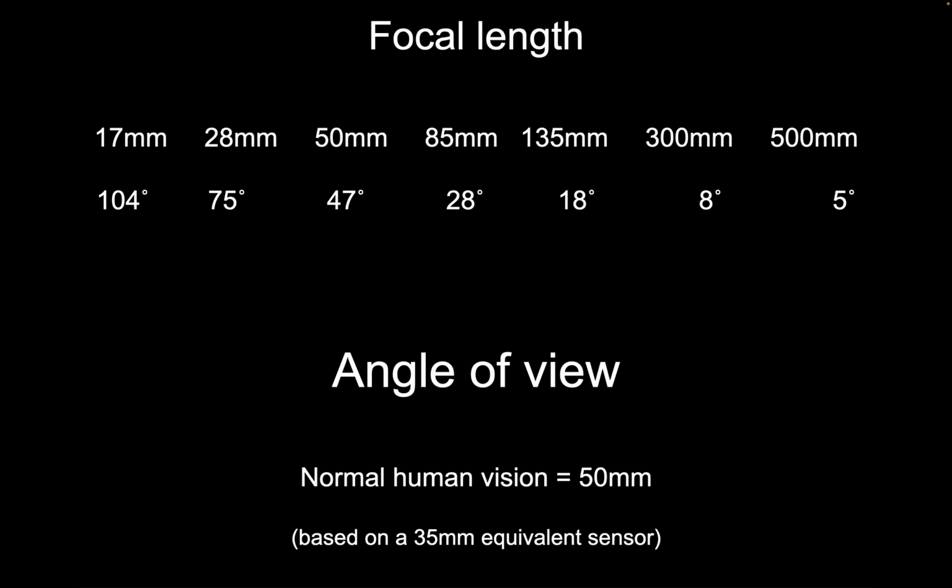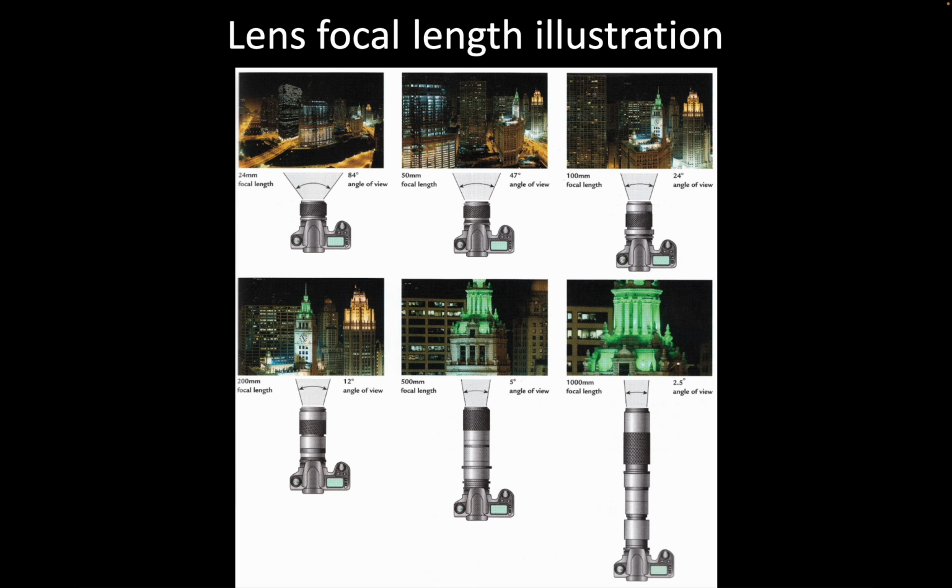So here's an example of some focal lengths and their approximate angle of view, keeping in mind that 50 millimeters is equivalent to normal human vision, at least based on a 35 millimeter sensor. And I have some visuals of this. This might be hard to see, but these are all the same scene with a really wide angle 24 millimeter lens, slowly stepping up in focal length until you zoom really close in on this tower. 1,000 millimeter focal length is a really specialized lens.